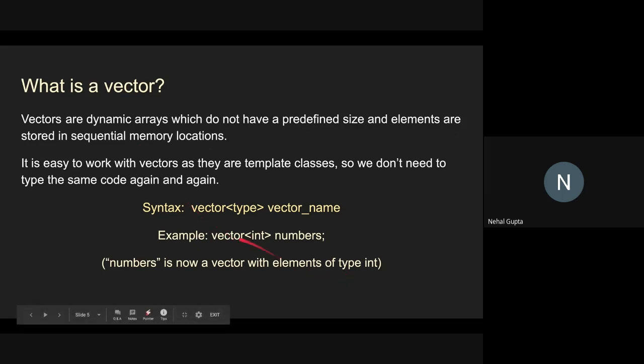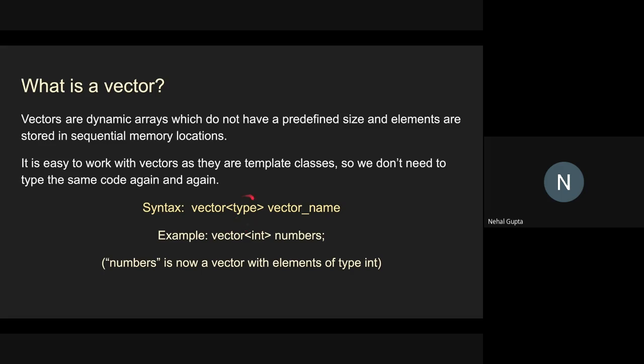I'll show you the syntax. The syntax is vector. This, the keyword you have to write here, vector, all the time. You have to write it in every case. Then you have to write the type of vector. The type can be int, char, float, even you can also have a pointer type here for questions on trees and stuff.